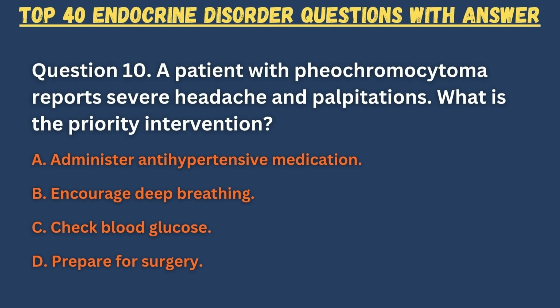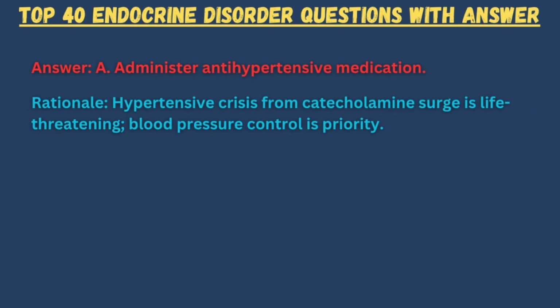Question 10. A patient with pheochromocytoma reports severe headache and palpitations. What is the priority intervention? A. Administer antihypertensive medication. B. Encourage deep breathing. C. Check blood glucose. D. Prepare for surgery.